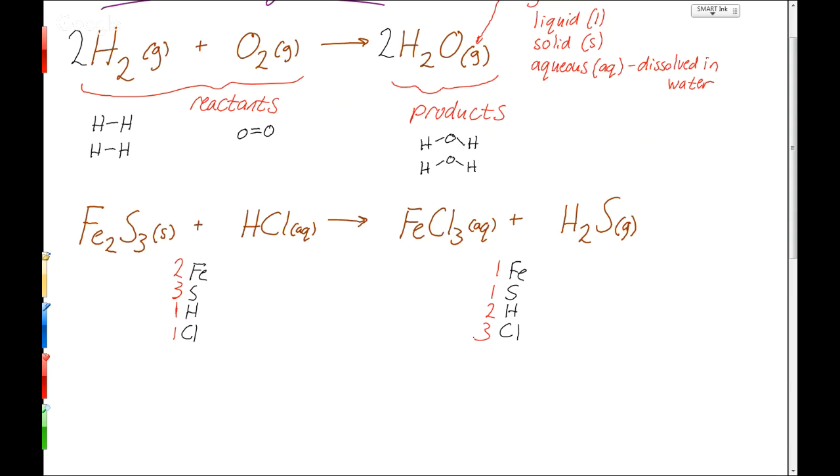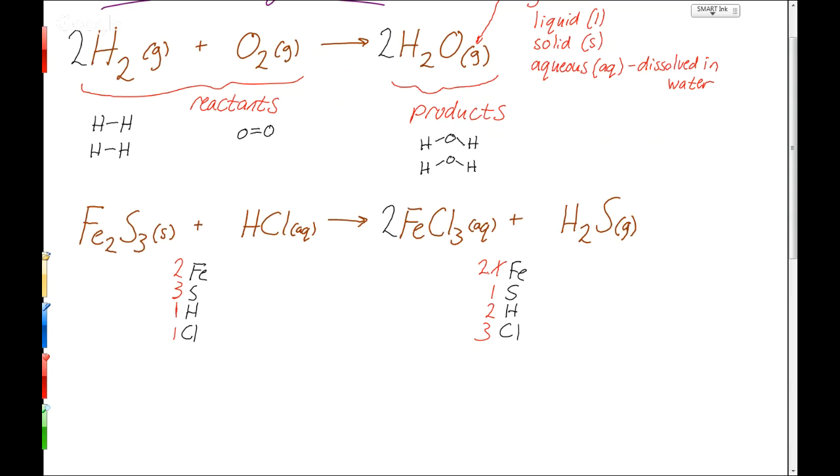What would you do? How can we adjust those ratios by putting a number out in front to bring those into balance, to make the same number of iron on both sides? Yeah, we're going to put a 2 in front on the right side. Okay. So now we readjust our calculation. And instead of 1 iron, we have 2.